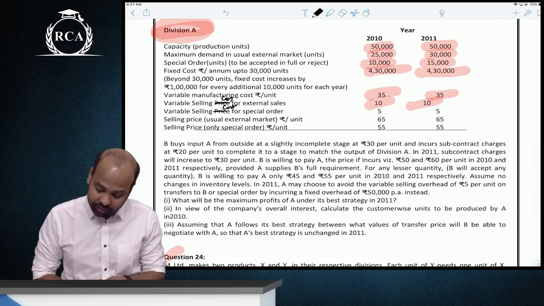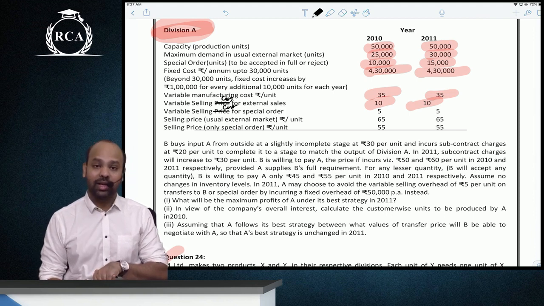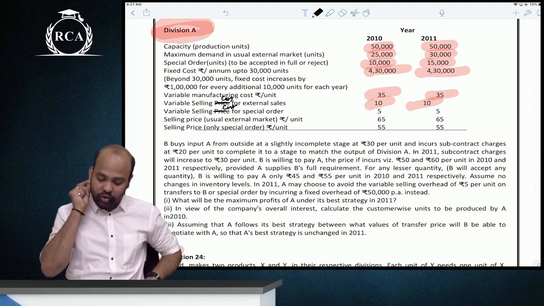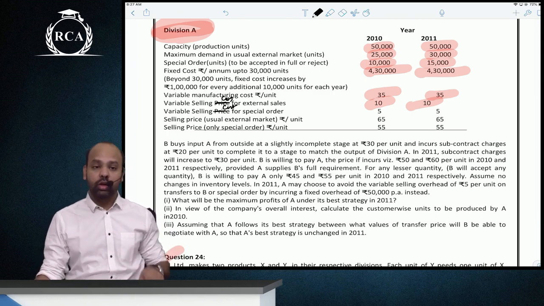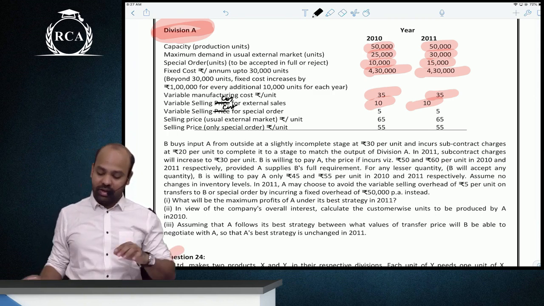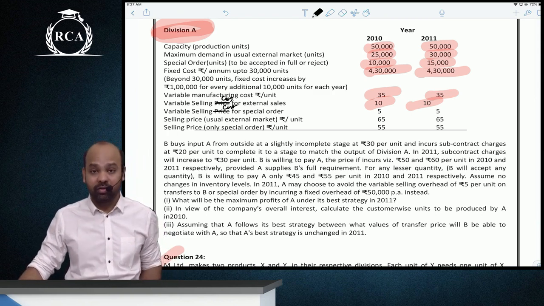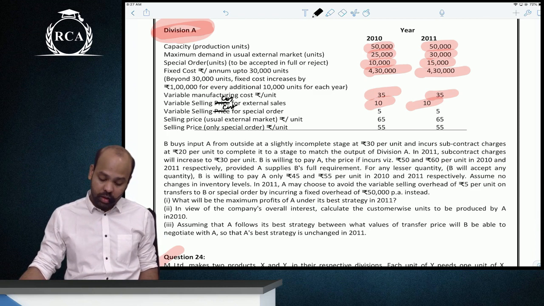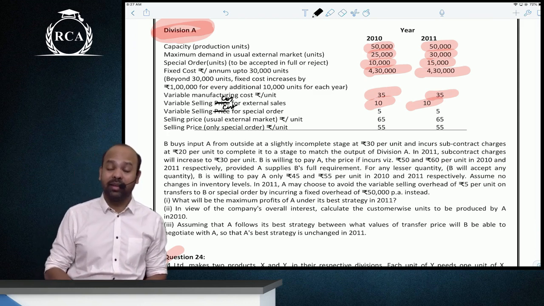B buys input A from outside at a slightly incomplete stage at 30 rupees per unit and incurs subcontracting charges at 20 rupees per unit to complete it to a stage to match the output of division A. In 2011, the subcontracting charges will increase to 30 rupees per unit. So basically, your external procurement cost for division B in the year 2010 is 30 plus 20, 50 rupees, whereas in the year 2011 it is 60 rupees. B is willing to pay A the price it incurs, that is 50 and 60 per unit in 2010 and 11 respectively, provided A supplies B's full requirement.